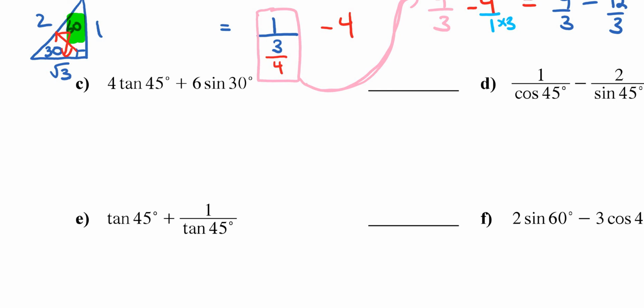Okay, let's go on to letter C now. What do I have for letter C? Let me just erase all this. And I have 4 times tan 45 degrees plus 6 times sine of 30 degrees.